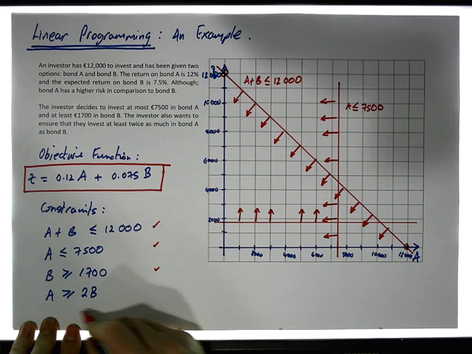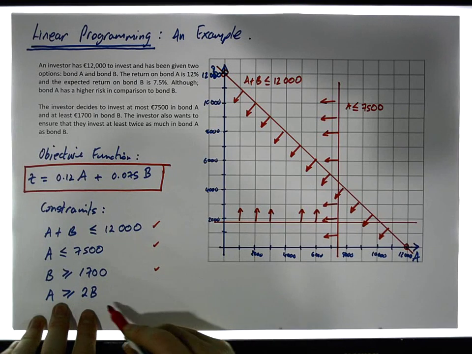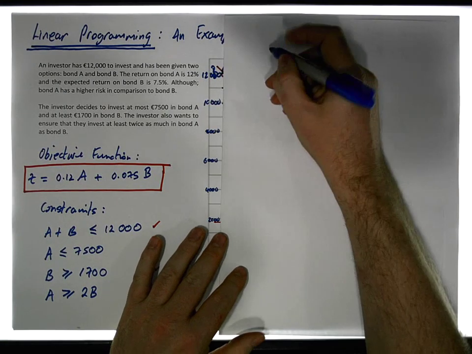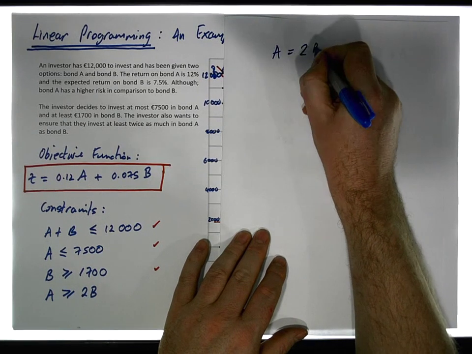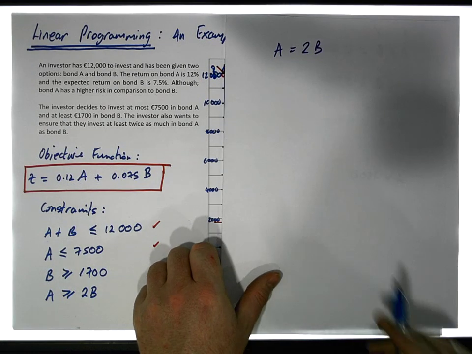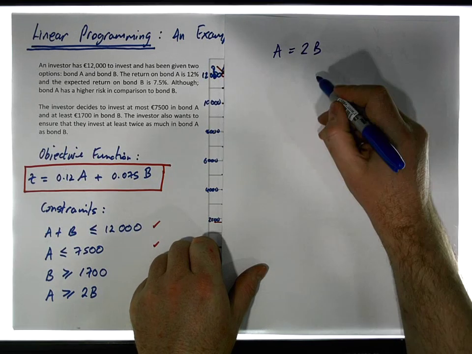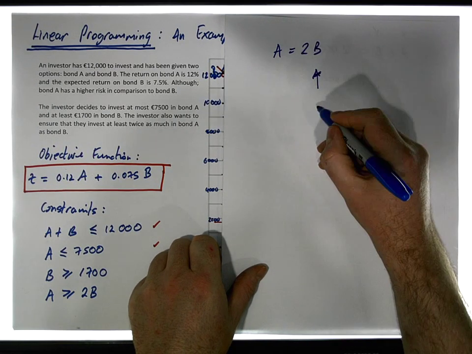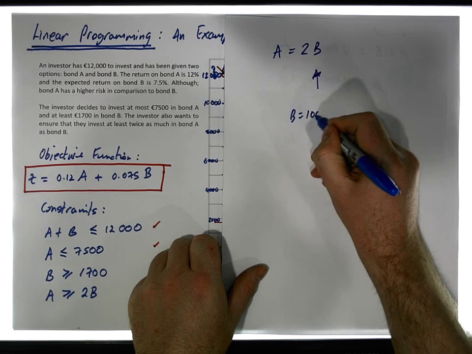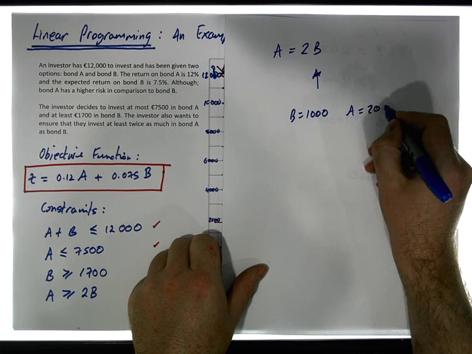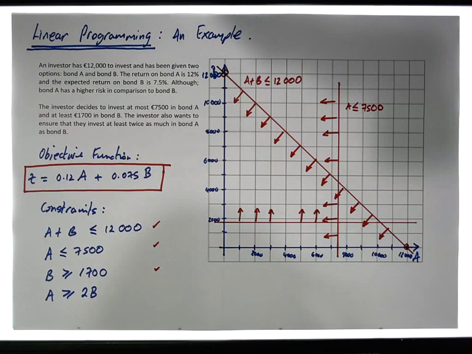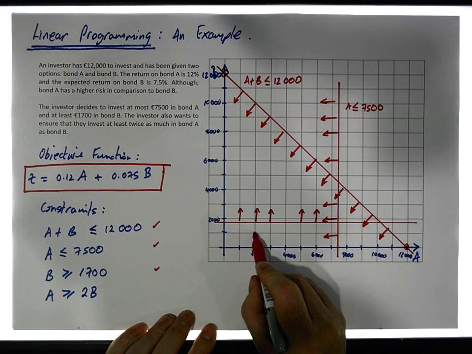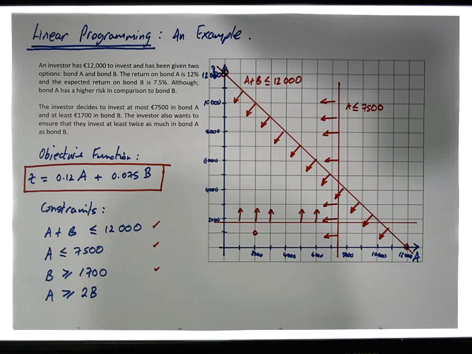The final constraint that we have is that a must be greater than or equal to 2b. Let's have a look at that in a little bit more detail. So when a equals 2b, let's think about it. Let's try to plot this. Let's choose some values for b, and let's see what we get for a. When b is 1,000, we get a must be equal to 2,000. So that's a point on this line. Another point on the line is 0, 0.